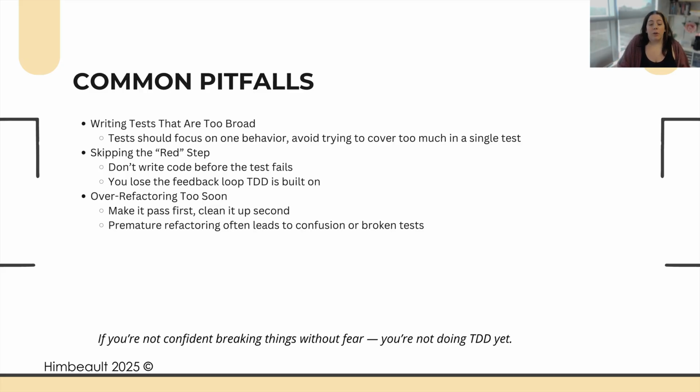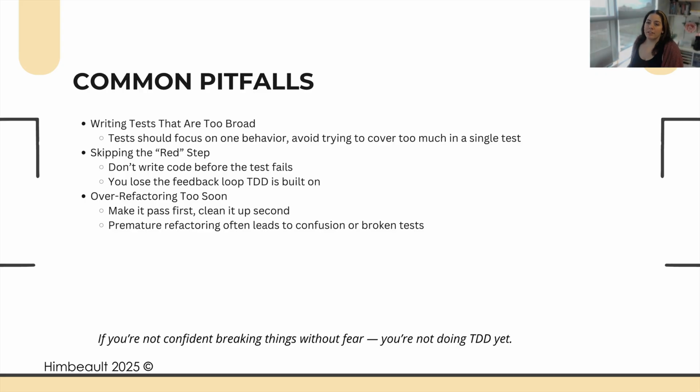The next is this idea of over refactoring too soon. Make sure it passes first, then we clean it up second. Very often, what we'll do is we'll go into our code base, add our line of code, and then immediately realize, oh, we could clean this up and move all these things around, and then it would just look so much better. But there is actually a method to the madness of red-green refactor. Make sure you get that green, and then go and do the refactor.